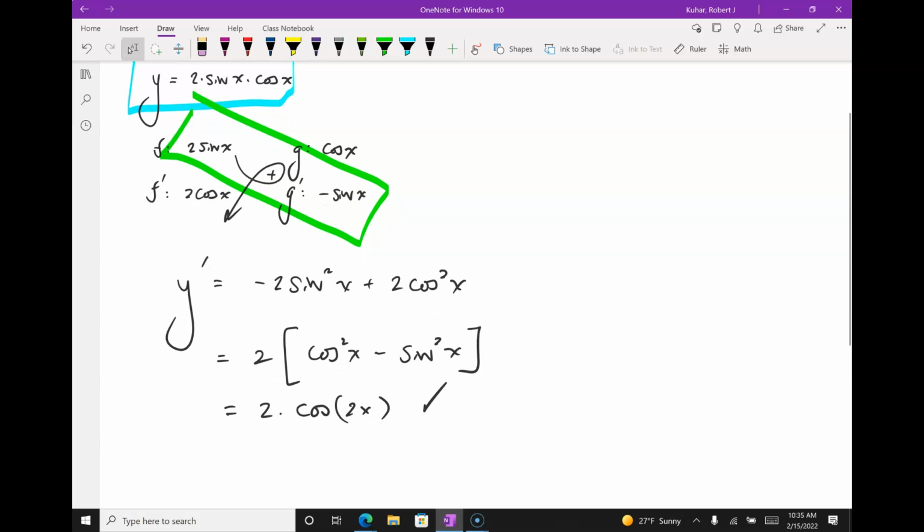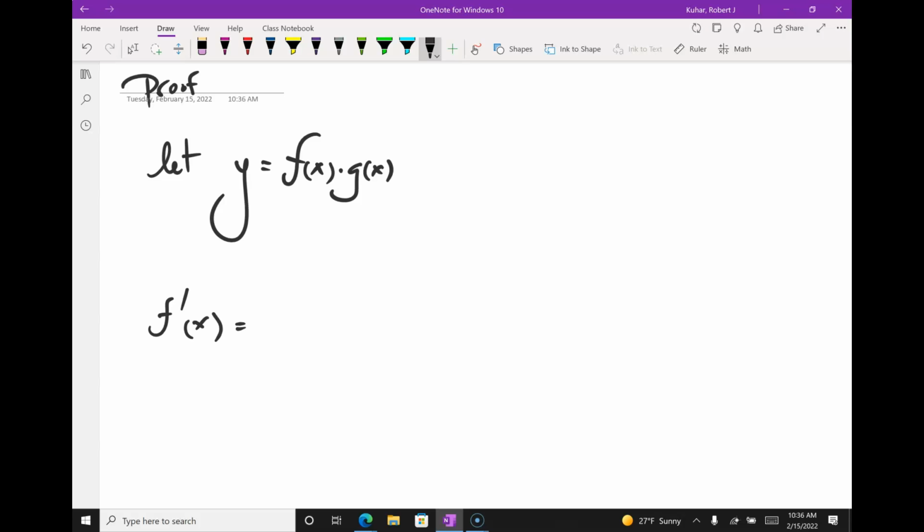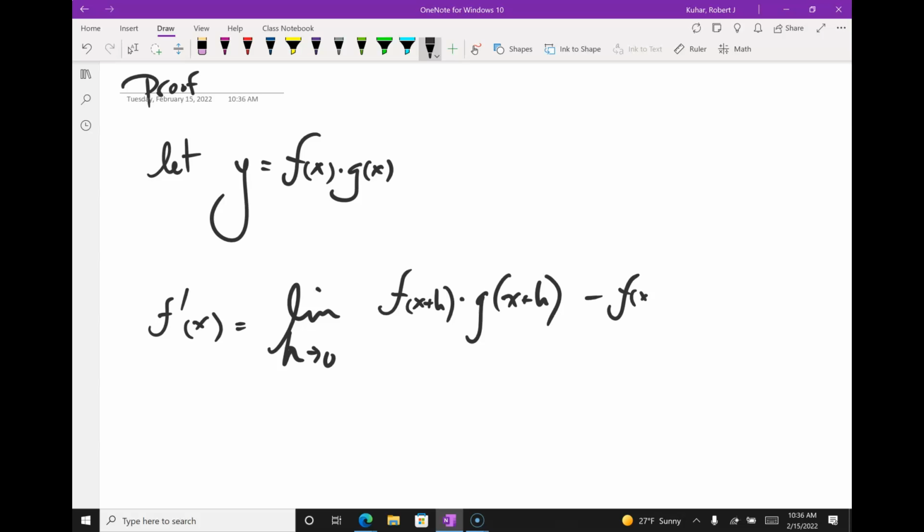All right, let me prove this. You don't have to write it, but I would like you to agree with the steps, okay? So proof. Let y equal f of x times g of x. We know that f prime of x is going to be the limit as h goes to 0 of f of x plus h times g of x plus h minus f of x times g of x, all over h.